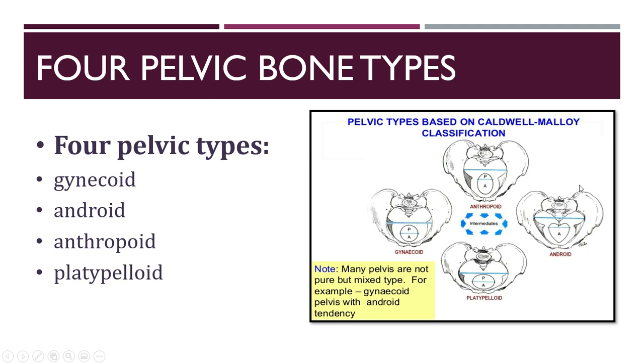But in looking through this, we'll start here. The android on the right has sort of a heart shape, if you will. The platypoid, like a platypus, is more of a flattened, equal anterior and posterior. And the gynecoid is more rounded and equal anterior and posterior. And anthropoid is less posterior, more anterior. The gynecoid pelvis is the most ideal for birthing babies, but most really are of mixed types. What does that matter?